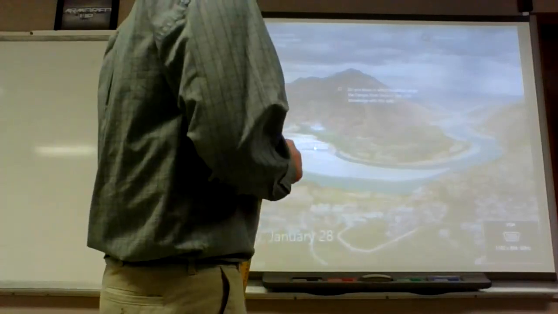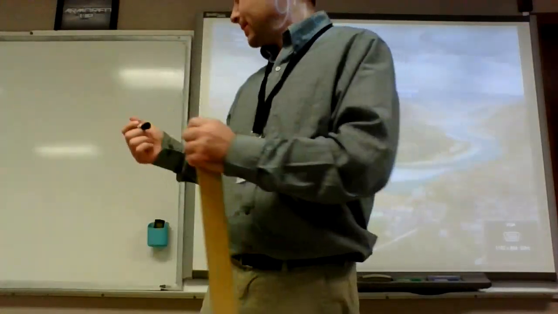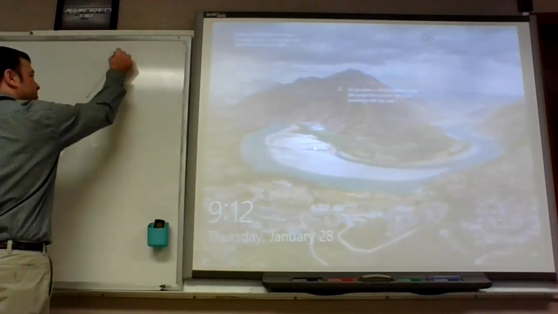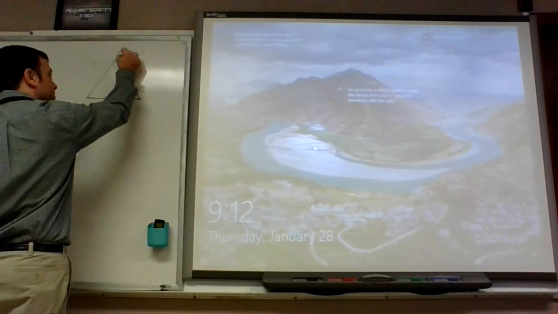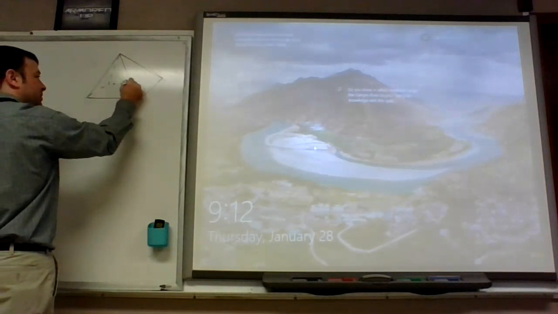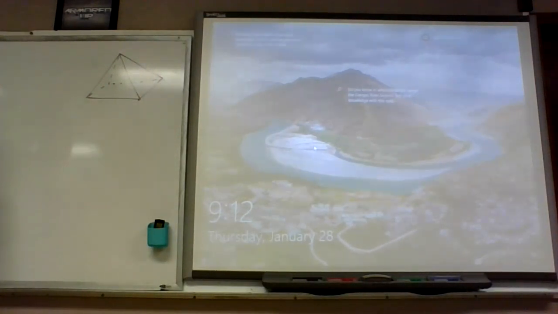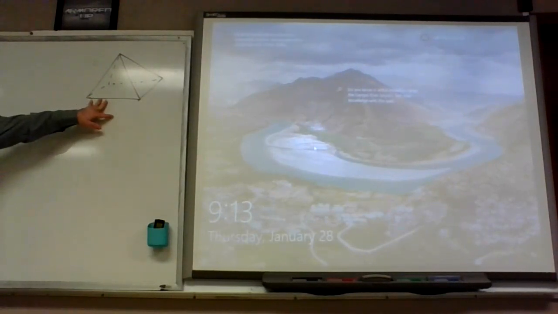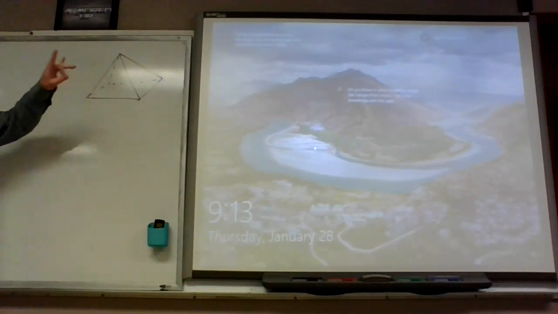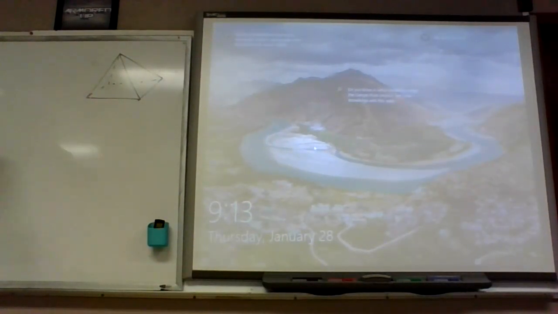Today we are doing pyramids and cones. Not sure exactly how they figured this out, but it turns out that a pyramid's volume is exactly 1/3 of a prism's volume that has the same base and height. Okay, I'll say it again. A pyramid's volume is exactly 1/3 of a prism's volume that has the same base and height.